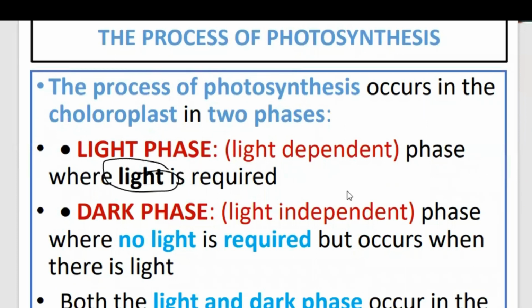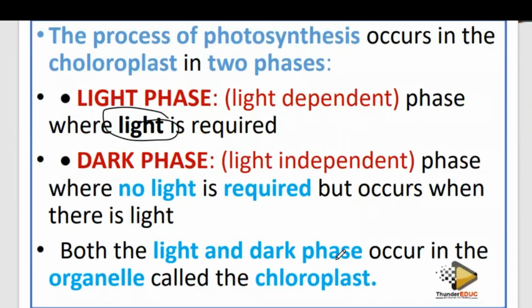It means that the light phase can be taking place during the day, and the dark phase during the night, because at night there is no sunlight. So the dark phase, the light-independent phase, is where no light is required. It occurs when there is no light. Someone is asking a question: does it mean that the light phase occurs during the day, and then the dark phase occurs at night?